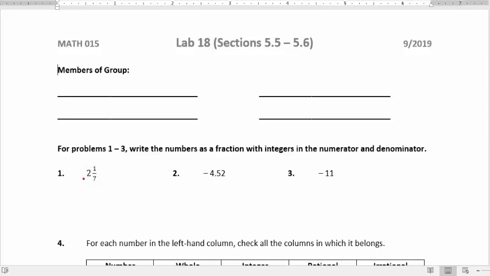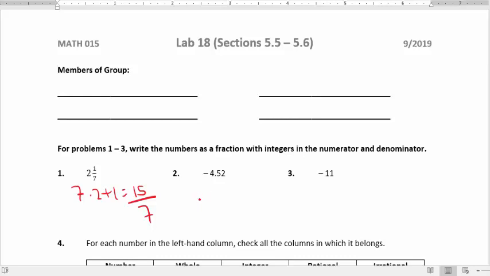So you do the 7 times 2 plus 1. Remember that wheel thing you do. So you end up doing 7 times 2 plus 1 is 15, and then you leave it over the same denominator of 7. So it's 15 sevenths. So now you showed that that is rational by writing it as a fraction with integer numerator and denominator.